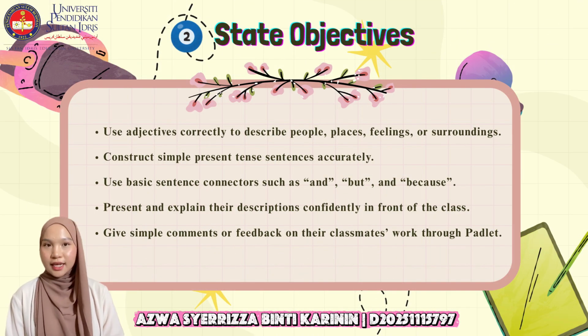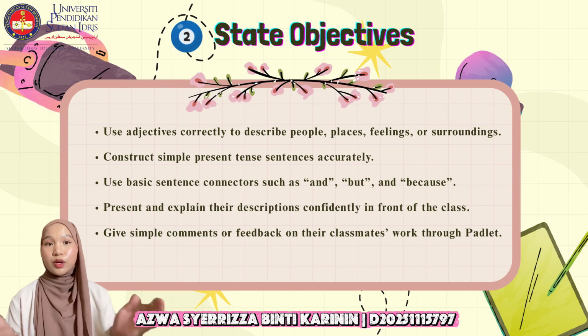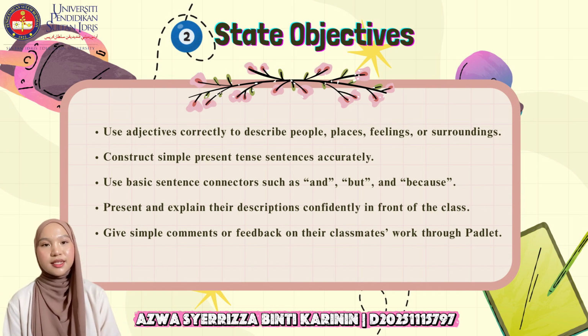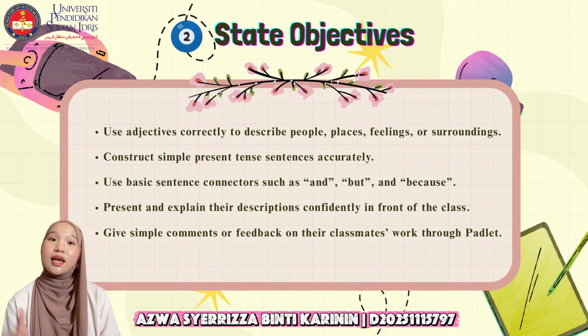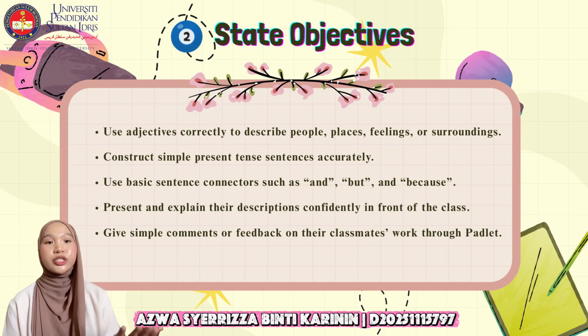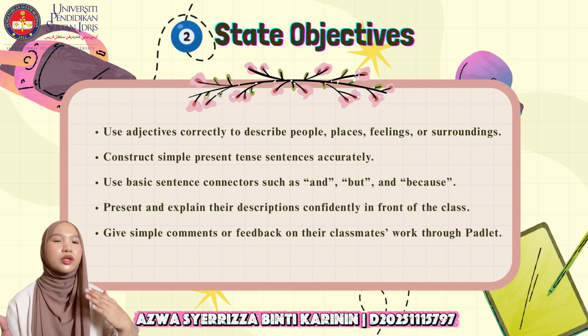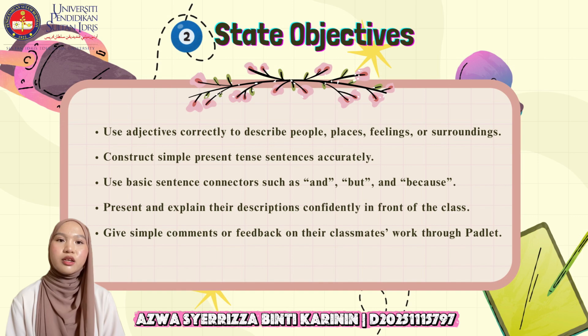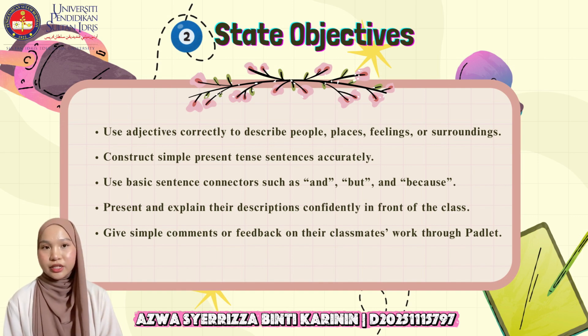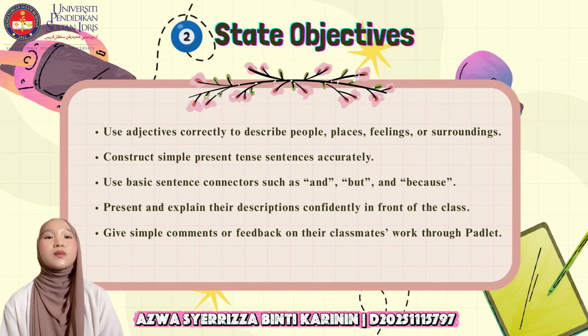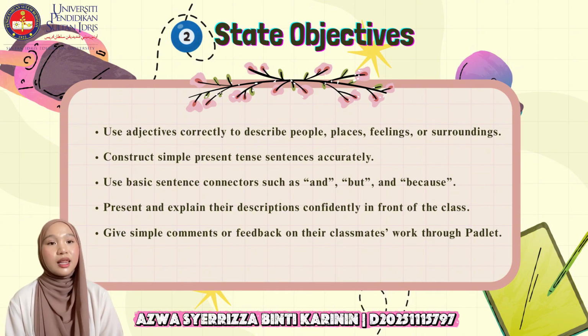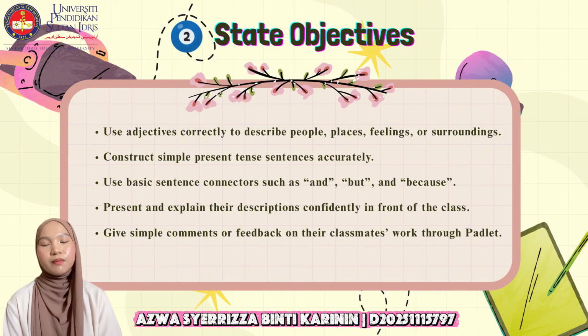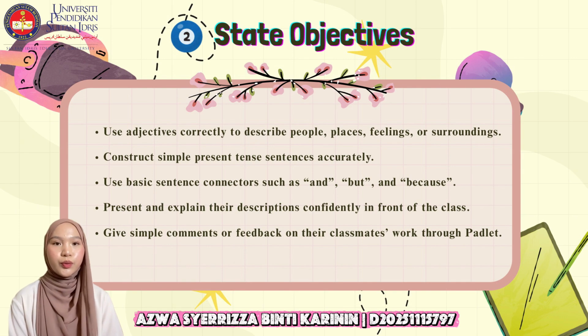Next, we are moving on to state objective. State objective is the stage where we clearly define the terminal outcomes of using the suggested technologies, which are Canva and Padlet, in Mr. Hakimi's class. Our goal in choosing Canva and Padlet is to make sure that at the end of the lesson, the students are able to use adjectives to describe people, places, feelings, or surroundings. They will also be able to construct simple present tense sentences accurately using basic sentence connectors. In addition, students will be able to present and explain their descriptions confidently in front of the class. Lastly, the students will also be able to give simple comments or feedback on their classmates' work through Padlet.